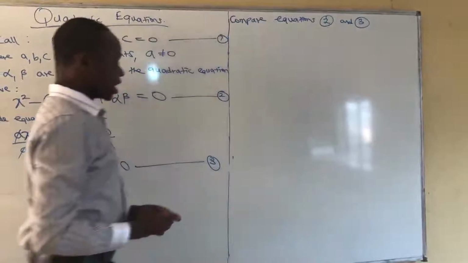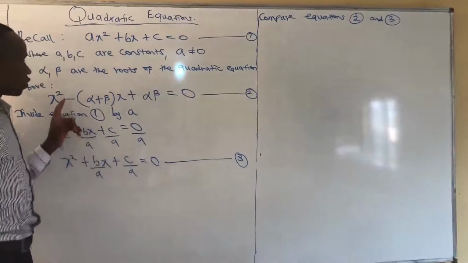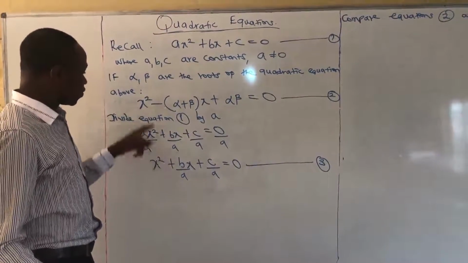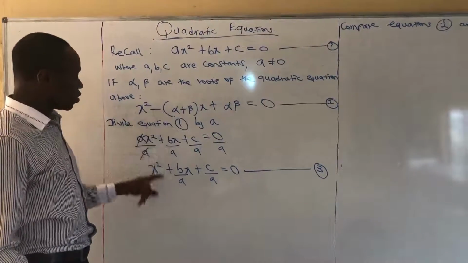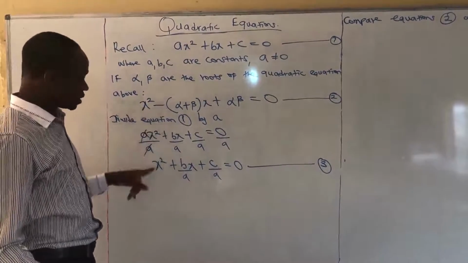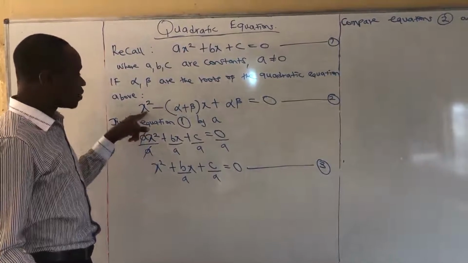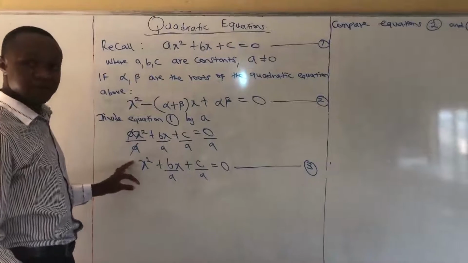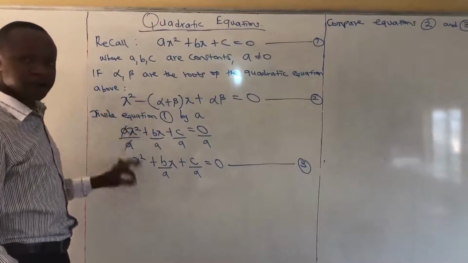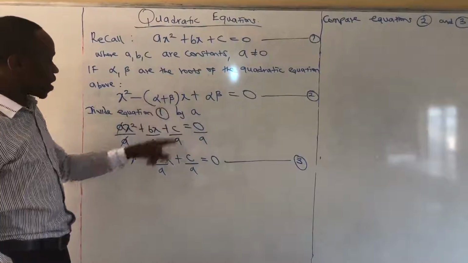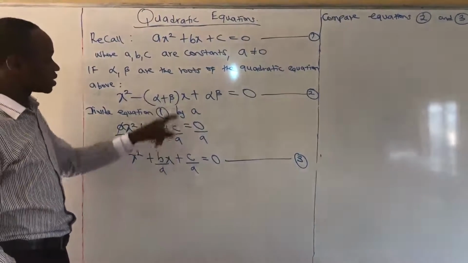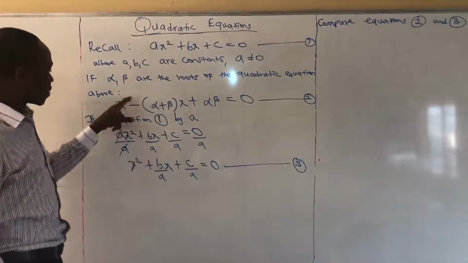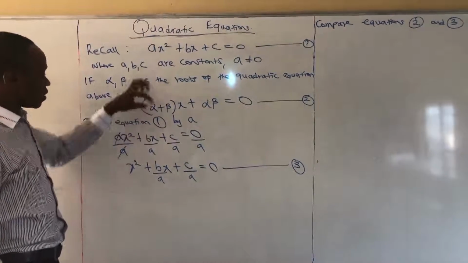If we compare these two equations, look at equation 2, look at equation 3. You would notice that the term in x squared is the same as the term in x squared. So that is not a problem. They are the same thing. x squared is equal to x squared.